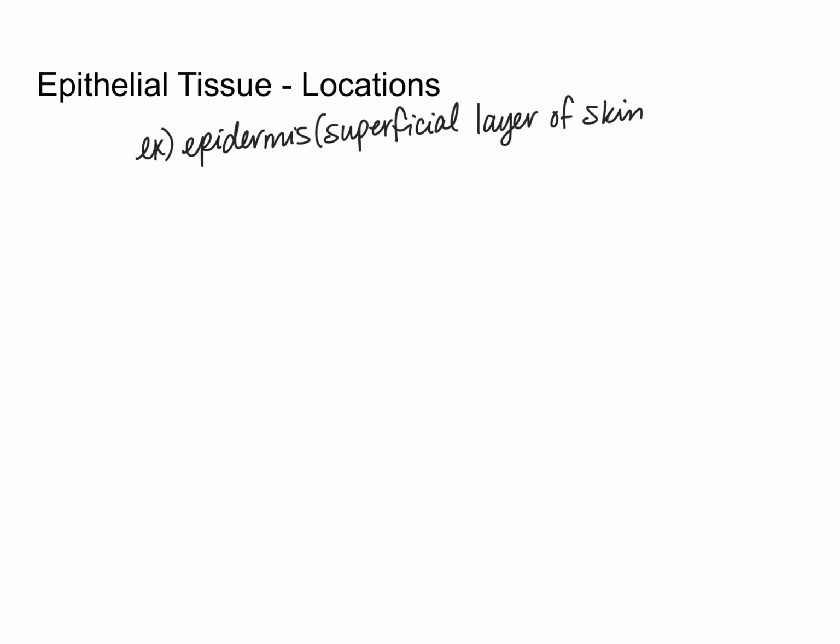So now that we know the structure of epithelial tissue, we can take a look at where it's located. So one main example that we just talked about is the epidermis of the skin. And so the epidermis is just that superficial layer of the skin. So if you look at your skin or touch your skin, you're actually touching the epidermis.